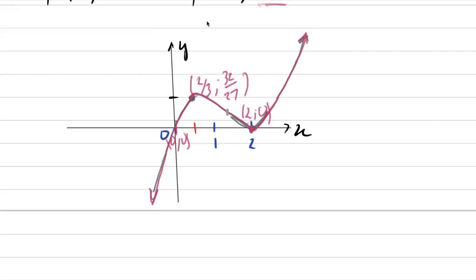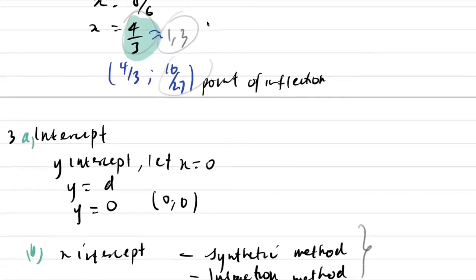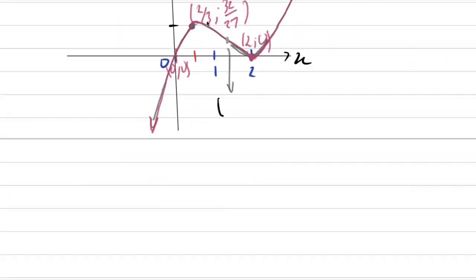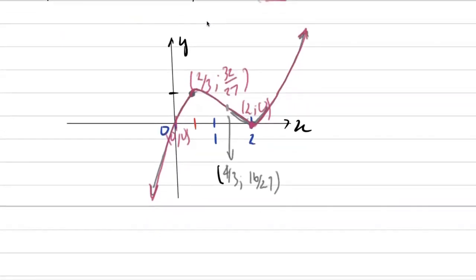Let me just indicate it. 4/3, 16/27. I prefer writing 16/27, like 0.5 something. Does that make sense? Yep. So that's all that goes into there.